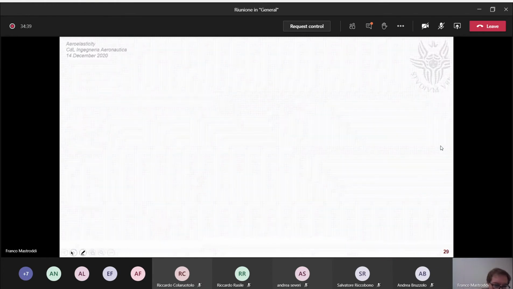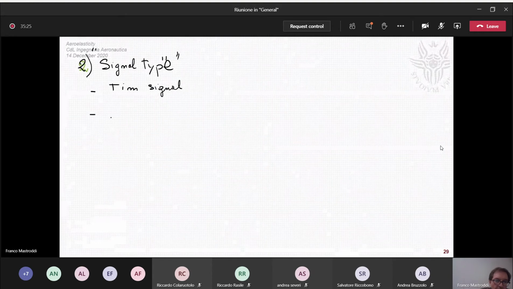So item number 2, signal type. Possible signal type. First natural is time signal. Second one is frequency domain signal. Third one is Laplace domain signal.